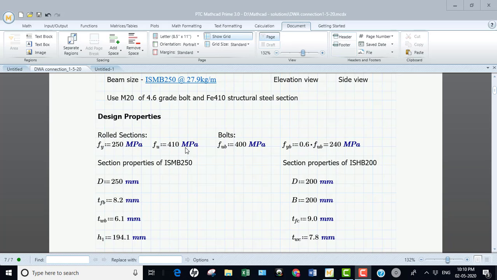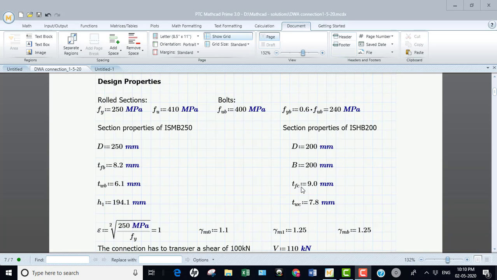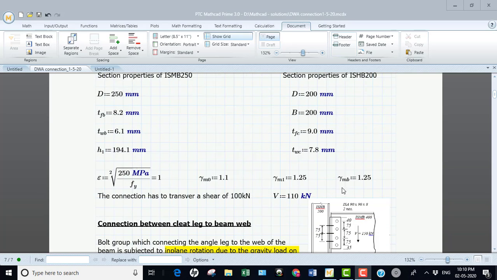There is a yield stress and ultimate stress of the cleats and rolled sections. This is the ultimate stress and the yield stress of the bolts. Because it is grade 4.6, I take the ultimate stress appropriately, and the yield stress is 60% of the ultimate stress. I'll take the section properties of the columns and beams. Then I'll take the suitable partial safety factors. This is the partial safety factor for material, and this is for bolt.